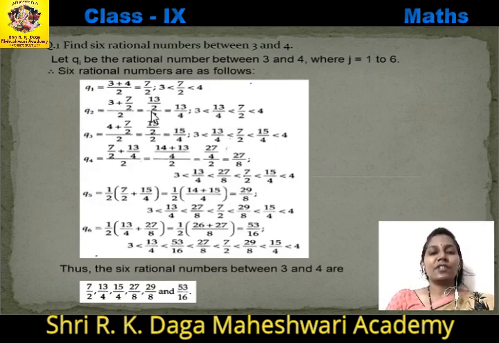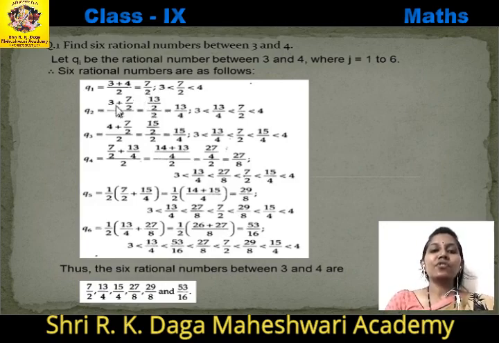Now we will solve this question using the formula method, which is (a + b) upon 2. Here a is equal to 3 and b is equal to 4. So the first rational number q1 is equal to (3 + 4) upon 2, which is equal to 7 by 2. Now the next rational number q2: we have now 3, 4 and 7 by 2.